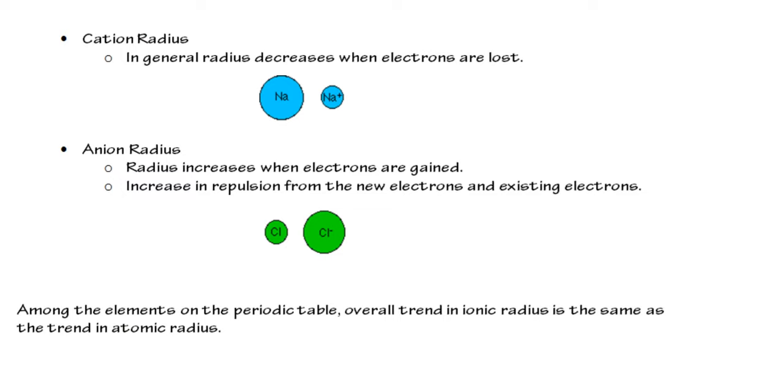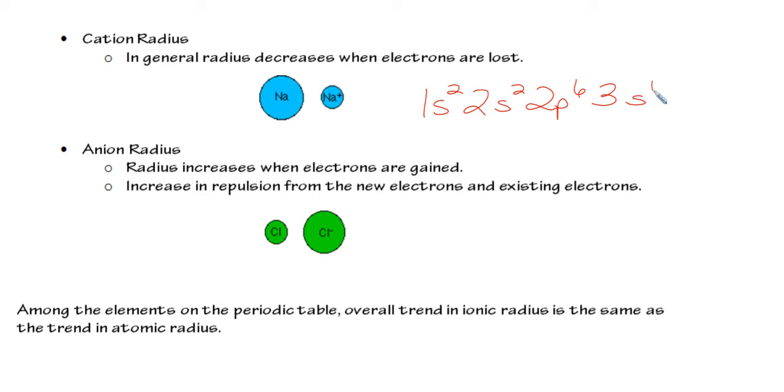Trends in ion radius kind of make sense. In general, if you're forming a cation, a positive ion, it means that you've lost electrons. And now think about sodium. Sodium is element number 11. 1s2, 2s2, 2p6, 3s1. So there's the sodium atom. It's got one electron out in the third energy level.